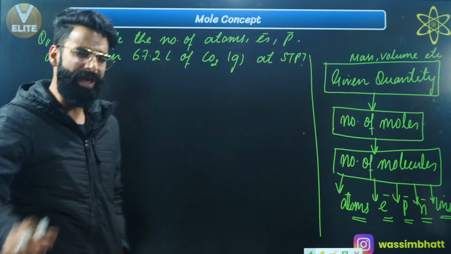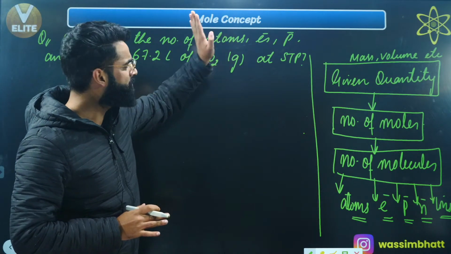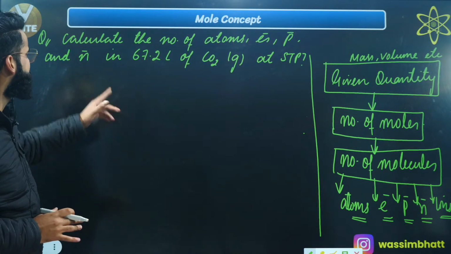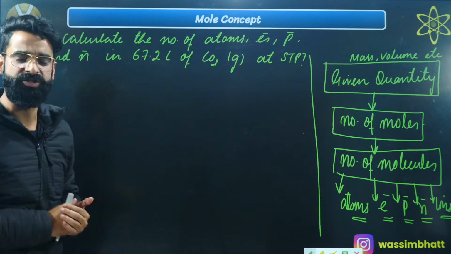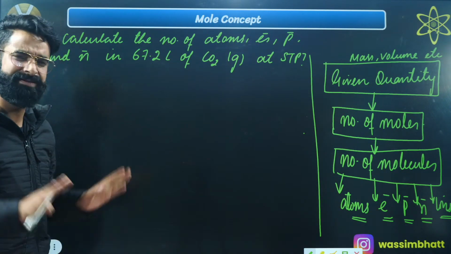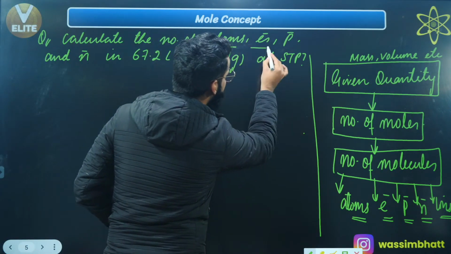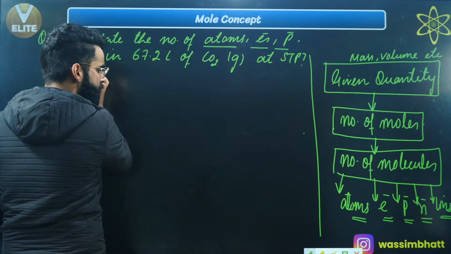I need to solve this. A very simple and basic question, right? What do I need to do? I need to calculate the number of atoms, electrons, protons, neutrons in 67.2 liters of carbon dioxide gas at STP. Now have a look how it's to be solved. First of all, what do I need to calculate? I need to calculate atoms, electrons, protons, and neutrons, right?